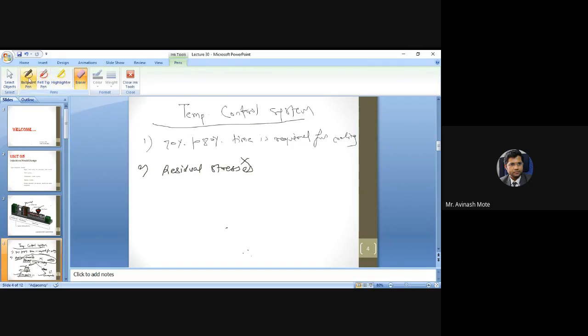So second point is regarding residual stresses. Whenever you cool it very slowly, residual stresses will not be there. But if you cool the material very fast, then residual stresses will be there. And you know that if residual stresses are there in the component, the possibility of crack generation will be more at that particular point. Second thing, this happens when there is fast cooling.